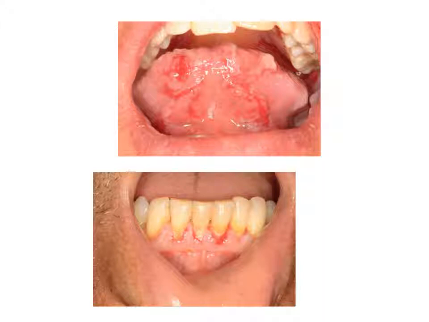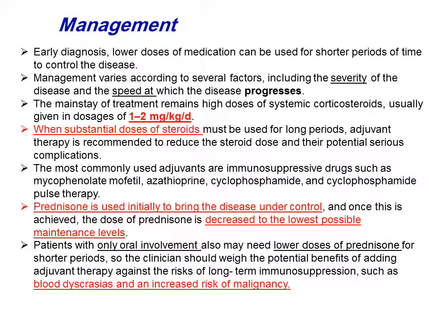These two pictures show pemphigus vulgaris on the ventral surface of the tongue and in the lower anterior gingiva. Now, what is the management of pemphigus vulgaris? Early diagnosis and lower doses of medication for a shorter period of time are important for controlling the disease.